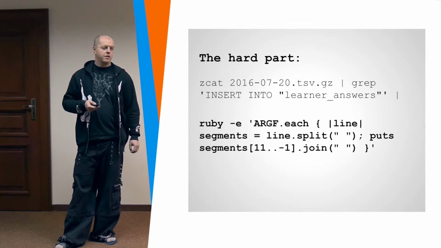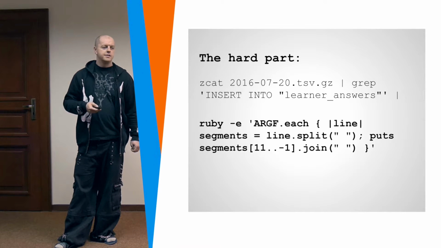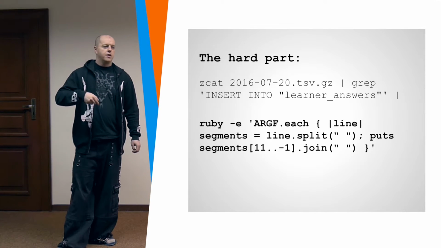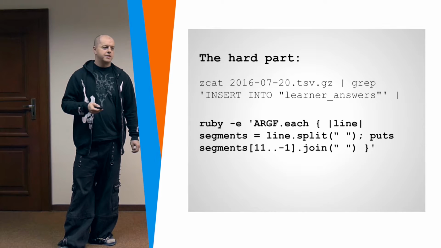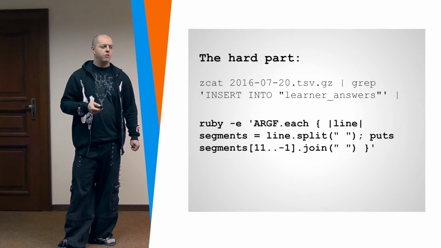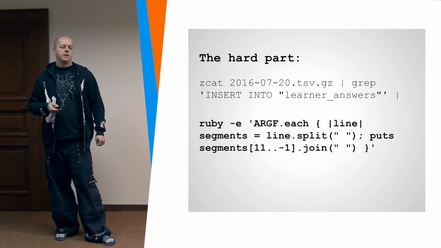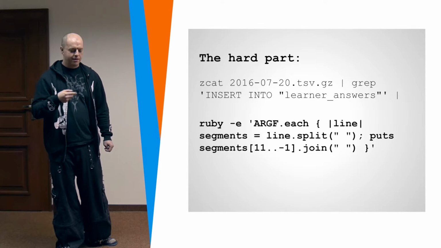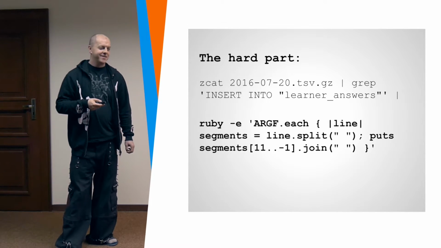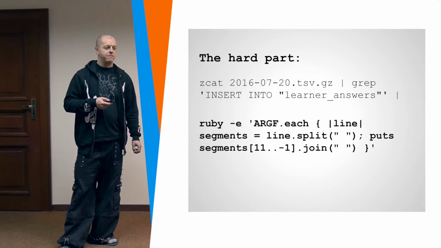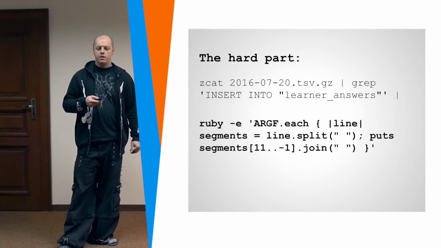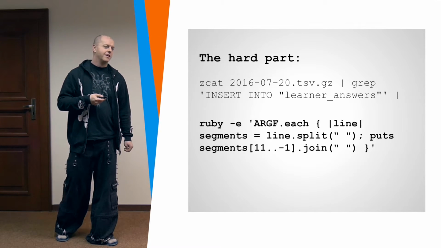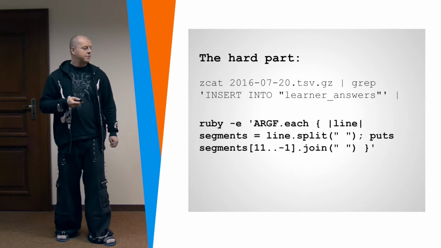And the harder part was to actually work with these lines. And here's where the magic happens. I do another pipe, and basically I launch Ruby, where I'm doing something with the output. And the thing worth noticing here is that argf thing. Maybe you are acquainted with the argv, for example, constant. This is a very similar thing.